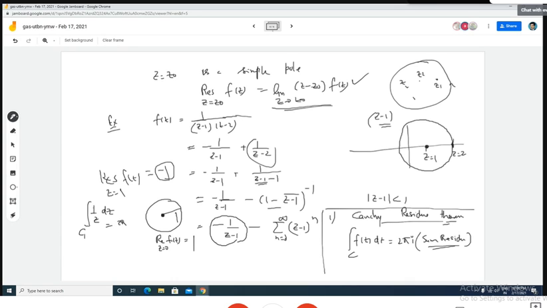Its value is simply 2 pi i times the residue, that is 1. And you know already that the integral of this 1 upon z along this circle is 2 pi i. So this is the verification of this result.